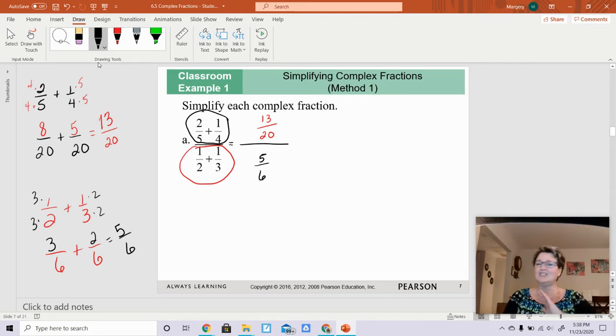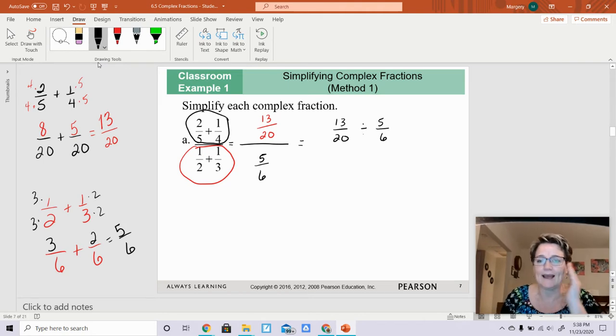Now, this just looks really weird to me. It's 13/20 divided by 5/6. I do not write it that way. I rewrite it as 13 over 20 divided by 5 over 6. To me, I can see it more clearly. So we leave the first fraction alone. We change the division sign to multiplication, and we flip the second fraction.